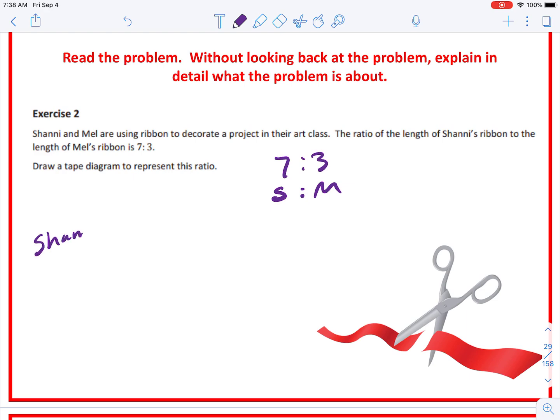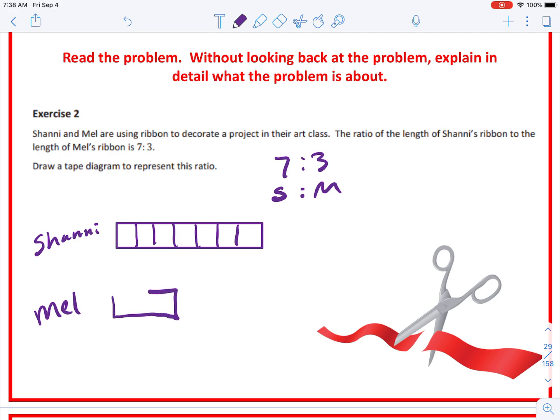I'm going to label mine. Channy's is going to be 7 units long, and Mel's is going to be 3 units long. So, if any problem asks you to draw a tape diagram to represent a specific ratio, this is how you would do it. This shows us 7 to 3 like we have here, and that's the ratio of ribbon from Channy to Mel.